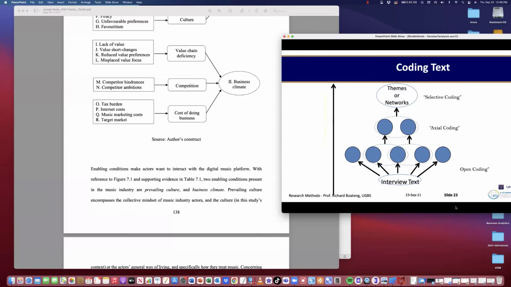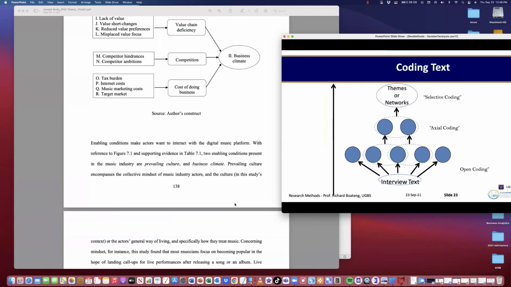Okay. So if you look at it very carefully, look at what enabling conditions make actors want to interact with the digital music platform. With reference to figure 7.1, the supporting evidence in table 7.1, two enabling conditions present in the music industry are prevailing culture and business climate. Prevailing culture encompasses the collective mindset of music industries and culture.